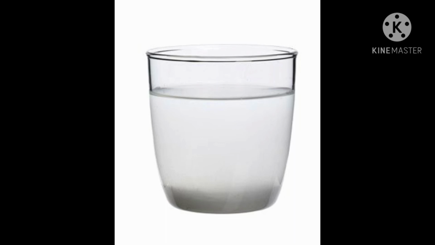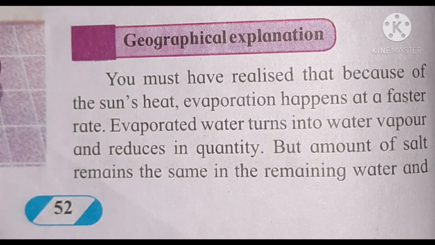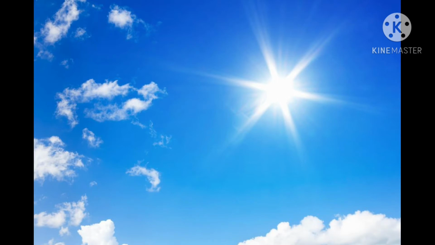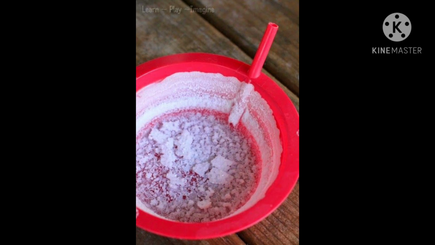Now let us come to the geographical explanation, page number 52. Children, you must have realized that because of the sun's heat, evaporation happens at a faster rate. Evaporated water turns into water vapor and reduces the quantity, but children, the amount of salt remains the same in the remaining water, and therefore the salinity of the water increases. Now we are going to study the reasons for high salinity, low salinity and medium salinity.